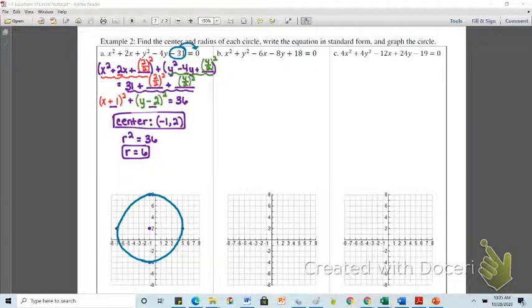Gonna start out the exact same way. We are going to group our like terms together. And we're going to include our plus blank. We're going to set it equal to the constant that I move over to the other side and include 2 blanks.